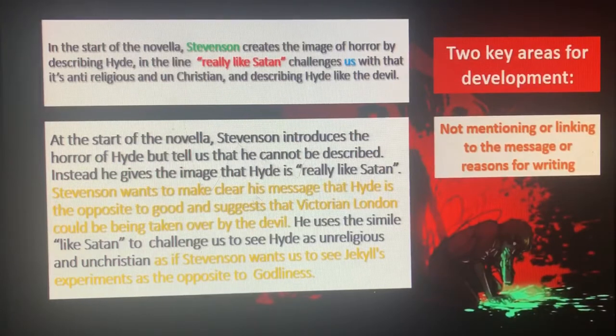Here then, in orange, is how I talk about the message of the writing. I've now added in why Stevenson wants to write the book in the first place and what he makes us think about. Stevenson wants to make clear his message that Hyde is the opposite to good and suggests that Victorian London could be being taken over by the devil. Like Satan, to challenge us to see that Hyde is unreligious and unchristian, as if Stevenson wants us to see Jekyll's experiments as the opposite of godliness. Notice it adds a lot more depth to the answer and equally uses the word Stevenson to explain why the writer chose this particular quote to use in his novel.